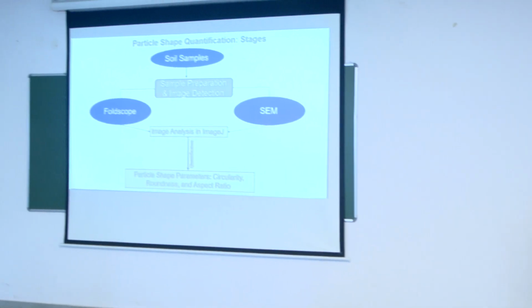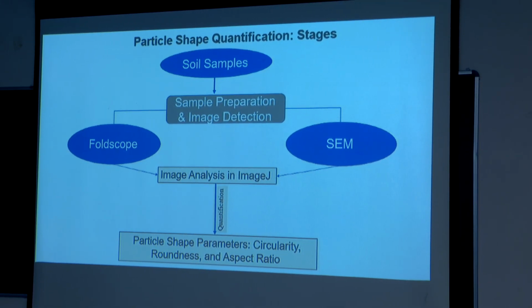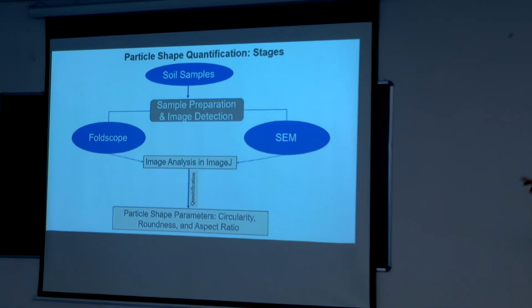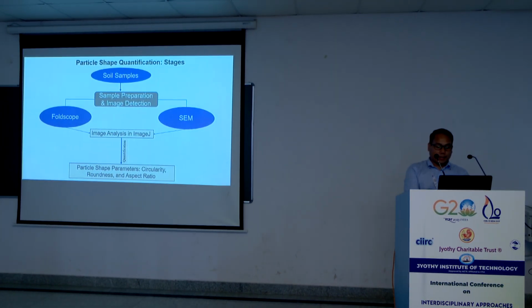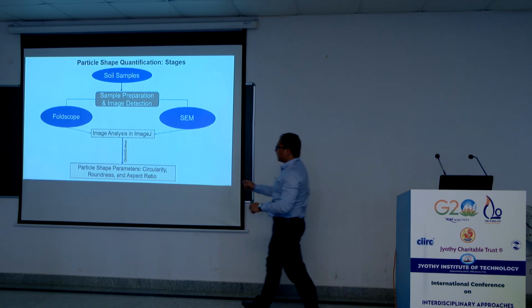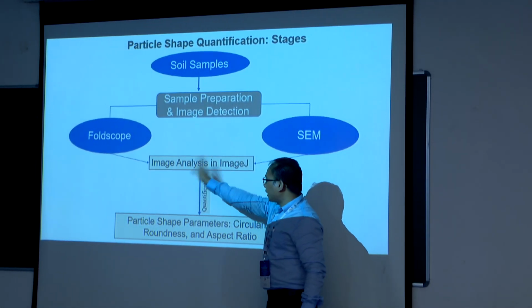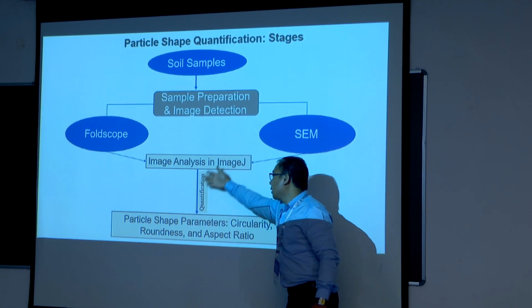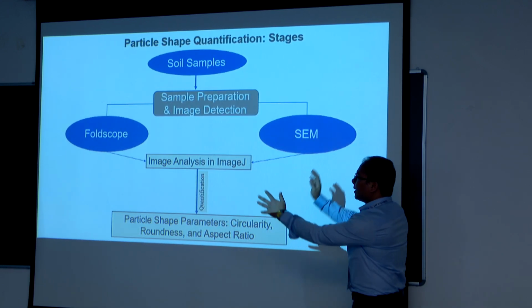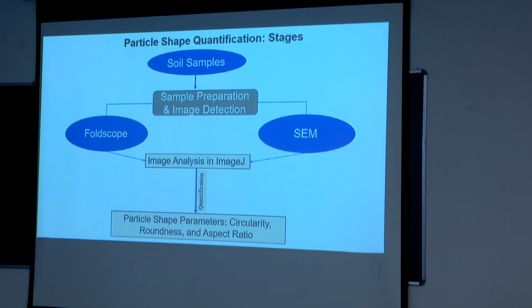To characterize the particle shapes, first particle images were captured using the Foldscope instrument. Then all the captured images were transferred to image software. Digital image processing was carried out, and particle shape parameters such as circularity, roundness, and aspect ratio were determined. Next, to check the effectiveness of this Foldscope instrument, the same soil specimens were also imaged using SEM, transferred again to the image software, and particle shape was determined. Finally, the results between Foldscope and SEM were compared to check the effectiveness of the Foldscope.